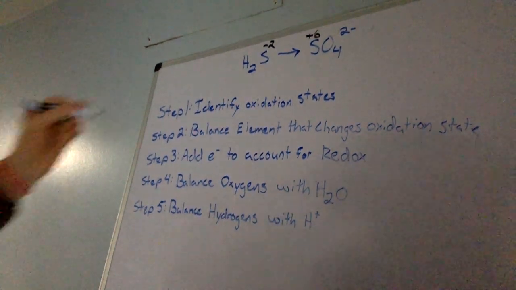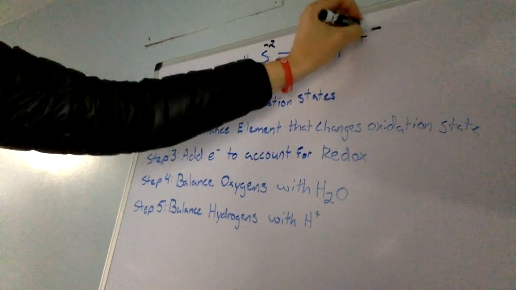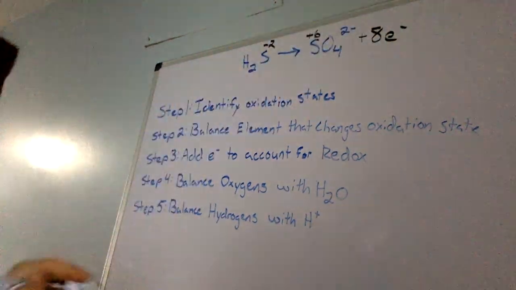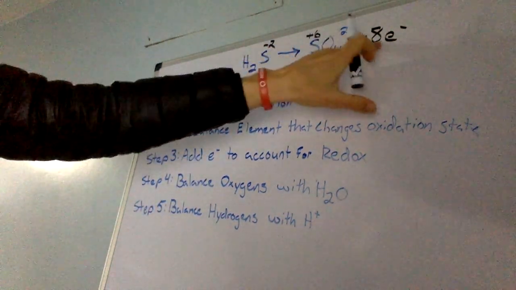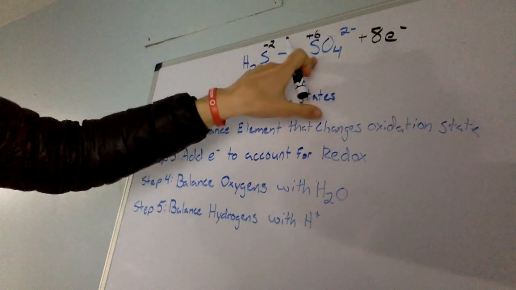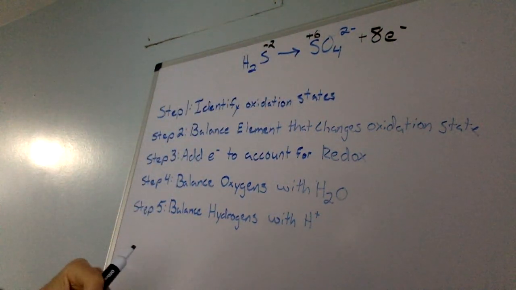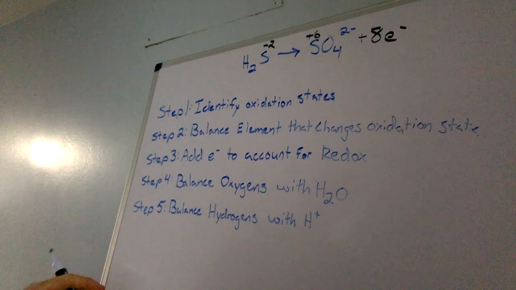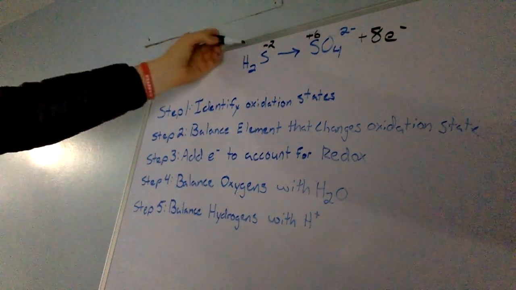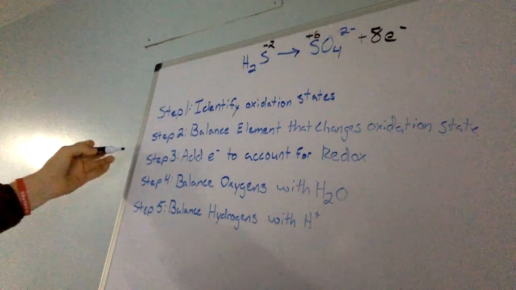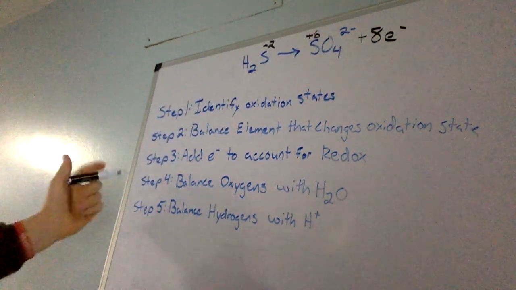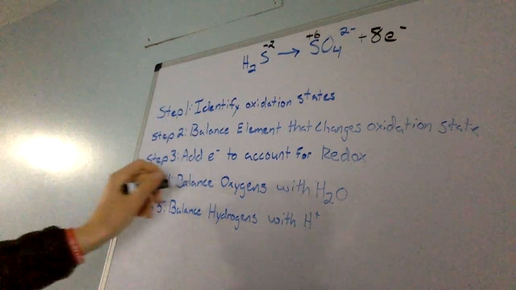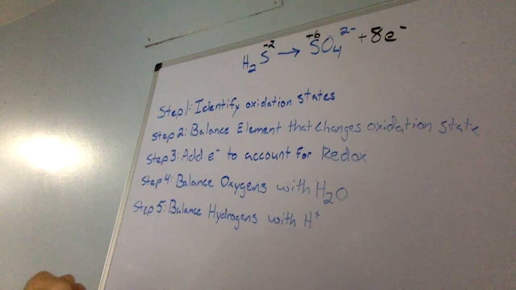That means that 8 electrons were lost. I started at a -2. If I lose 8 electrons, it's going to become +6. Do that math and you'll see that that actually does work out. So now I have added the electrons to account for my redox reaction. Now I get to go down here to step number 4, and I balance my oxygens using water.